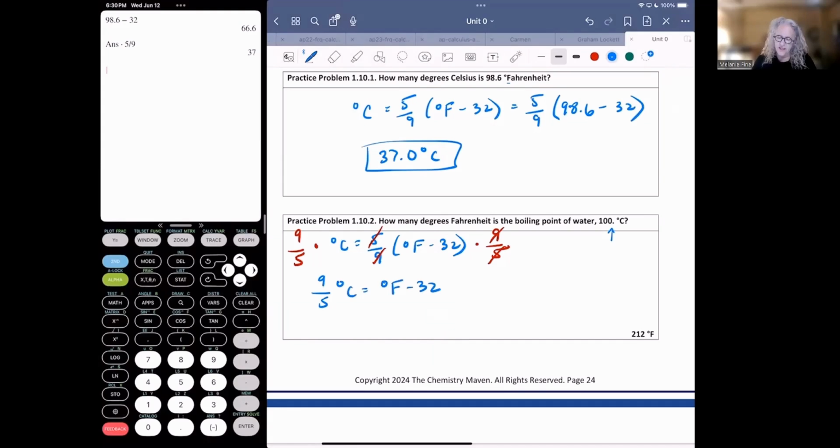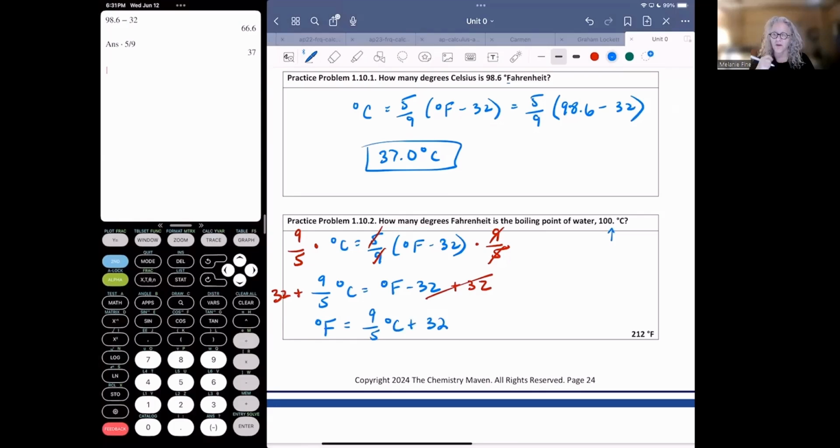To finish isolating degrees Fahrenheit, we need to get rid of the minus 32. To do so, we do the opposite. So if 32 is being subtracted from it, we are going to add 32 to that side, and we're going to do the same thing to the other side. On the right-hand side, it cancels out. I'm going to rewrite the equation with Fahrenheit on the left. Fahrenheit equals 9/5 degrees Celsius plus 32.